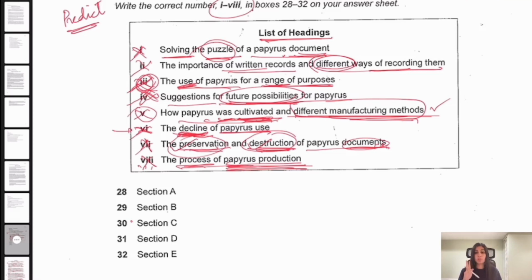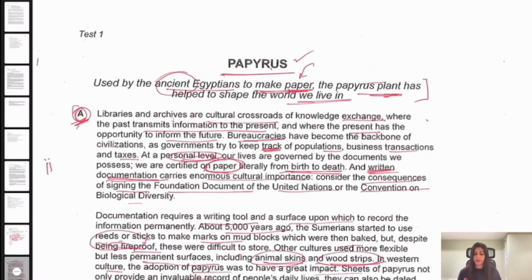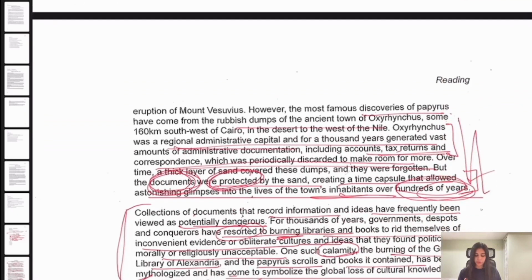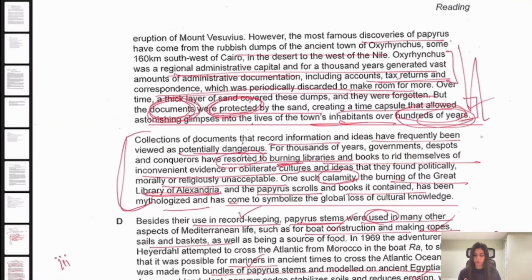Now they have to talk about both, and if you notice in C, they're speaking about the preservation, how it was preserved and it helped in understanding the livelihood or the lives of people over 100 years ago. And then destruction, how it was destroyed and burnt and all of that. Some library was burnt in Alexandria or whatever. So that's how you come to the point.